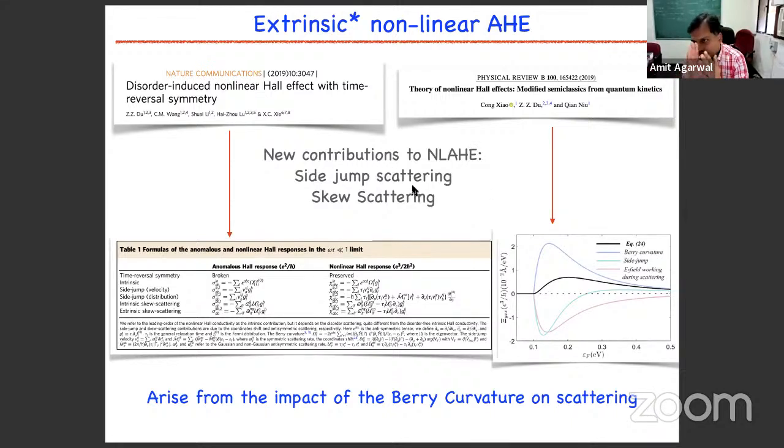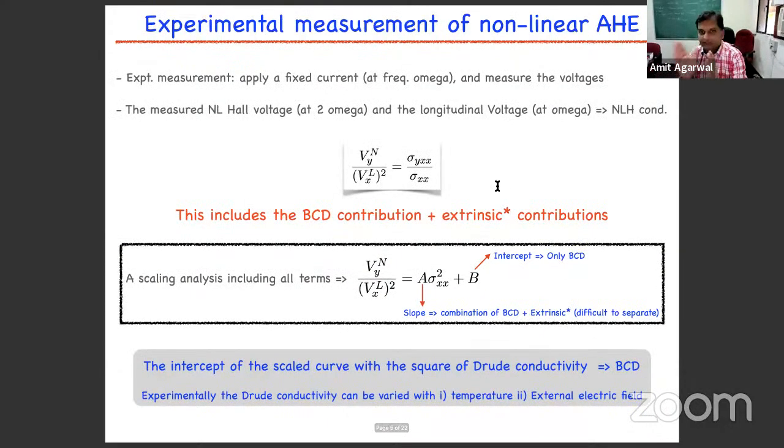So we are looking for a nonlinear anomalous Hall signal. It is composed of some BCD contribution plus some scattering dependent contribution, and we'll have to work to separate out these two actually. Okay? And here's the way to separate them out.